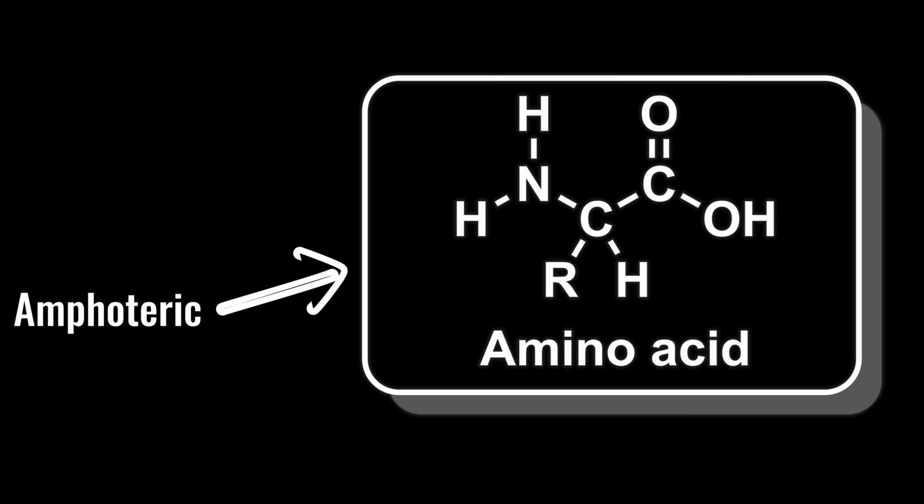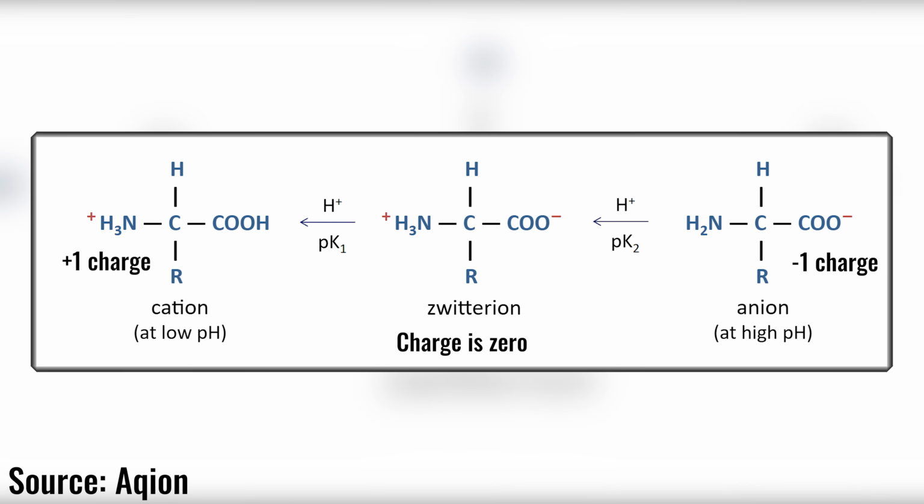Let's also get a definition out of the way. Amphoteric means a compound can act as a base and an acid. And amino acids are amphoteric. Depending on the pH, an amino acid can either donate a proton or accept a proton. And there are charges associated with that. And the zwitterion is when the charge is zero.